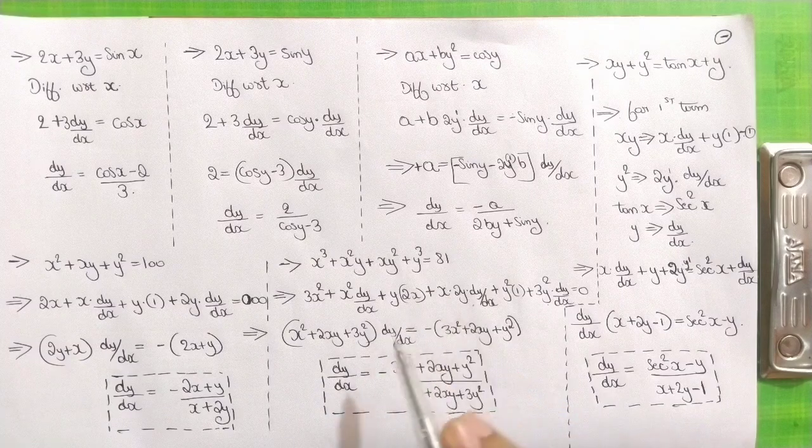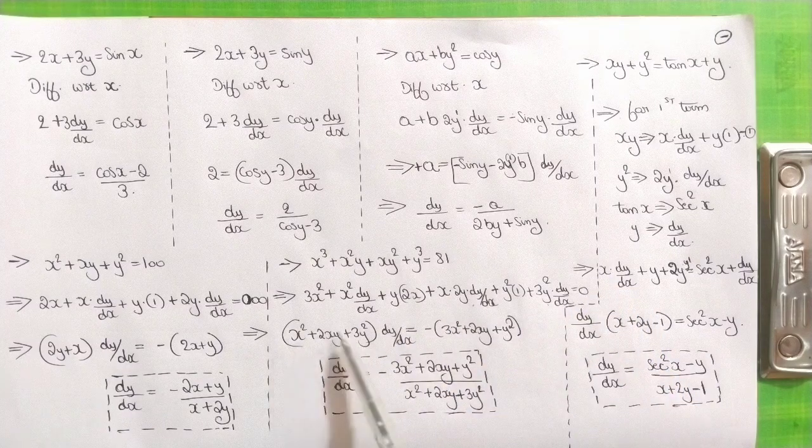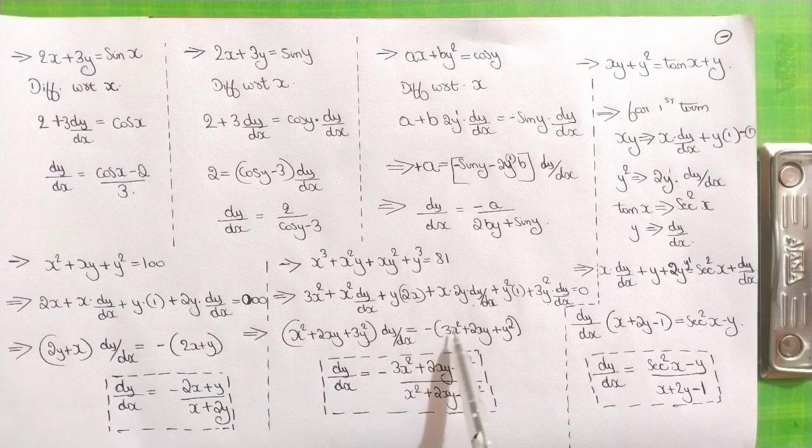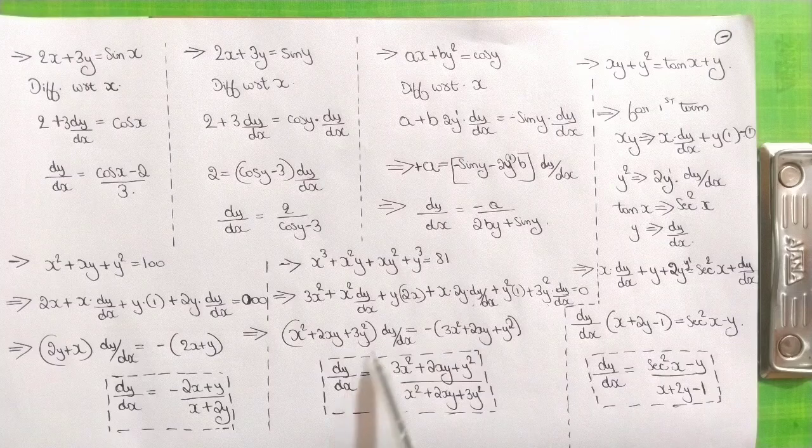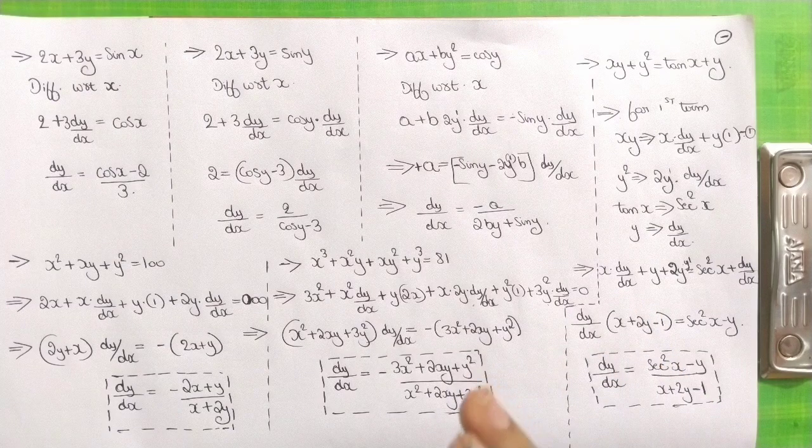If you know up to this, then the concept is easy. The only thing left is to combine the like terms on respective sides. Here dy by dx terms are taken common, and it is equal to minus of (3x square plus 2xy plus y square). Now dy by dx is this term over this term. Okay, these are the simple or initial problems given in your textbook.